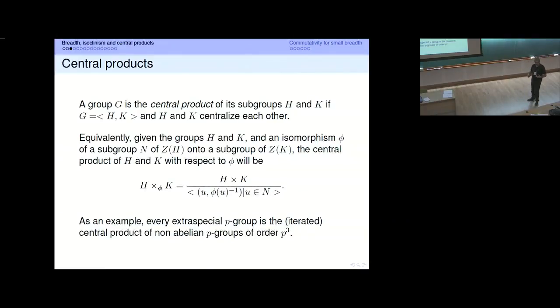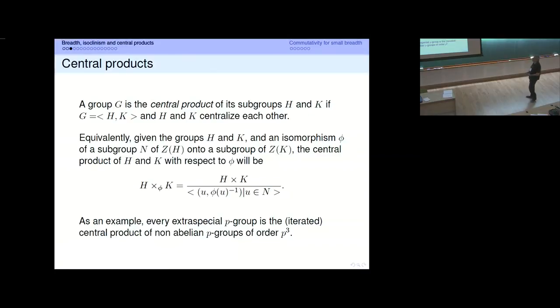Or equivalently, in a different way, you can take two groups, take their direct product, and factor out an identification of two central subgroups. So you need an isomorphism between two subgroups of the centers of them, and then you take that factor. This is a typical construction in groups.